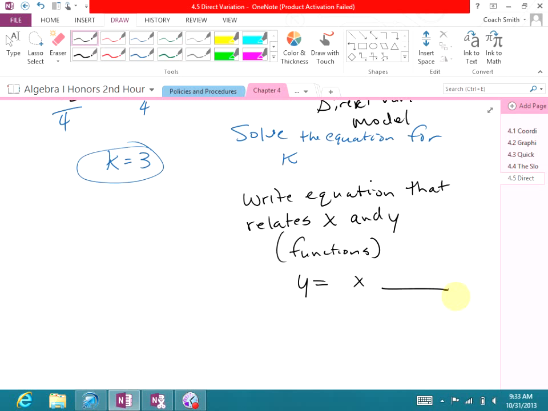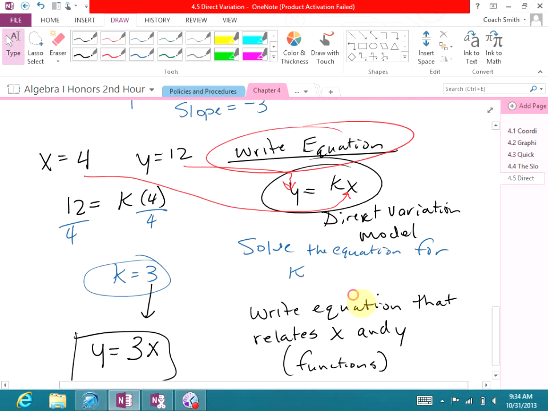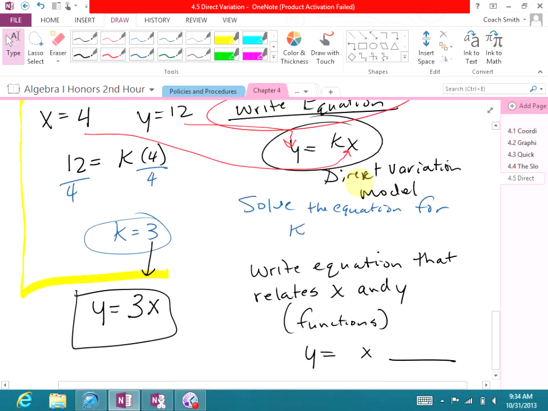Okay, but since this is a direct variation, we know then that y is equal to 3x. Okay, and that is your actual answer. Okay, this is the process. All of this is the process to get to that answer. Okay, let me do another one for you.